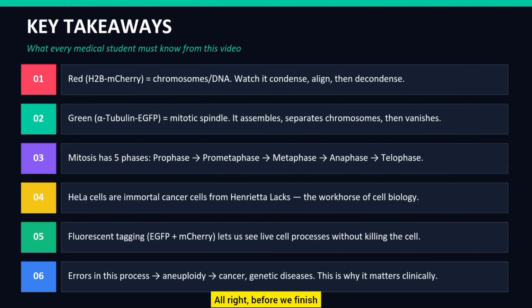Alright, before we finish, let's lock in the 6 things you absolutely must take away from this video. Number 1. Red is H2B mCherry. It labels chromosomes. Watch it condense, align at the equator, then split and decondense. Number 2. Green is Alpha-Tubulin EGFP. It labels the mitotic spindle. It assembles, separates chromosomes, then disappears.